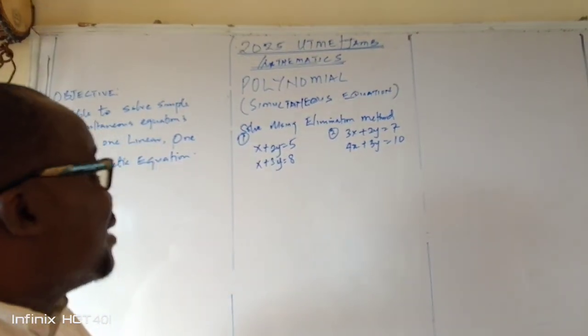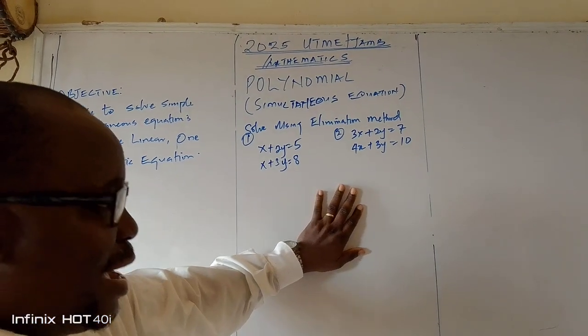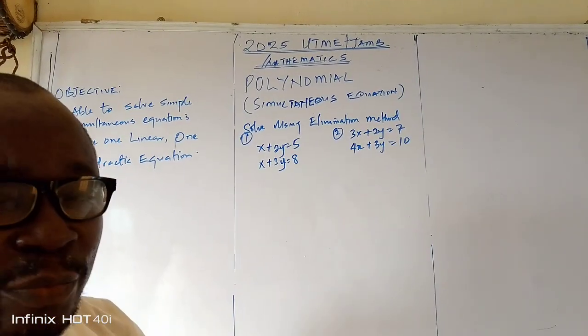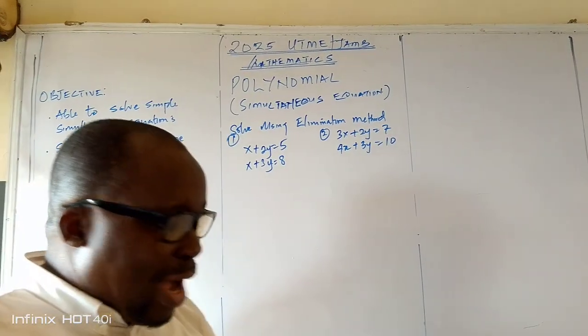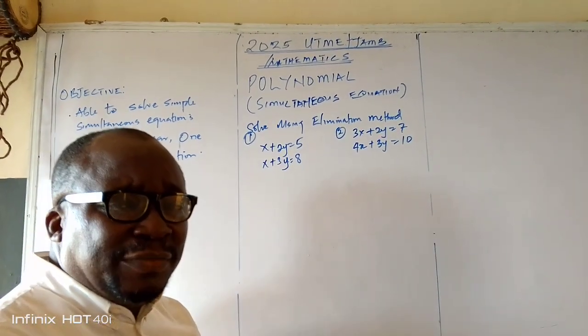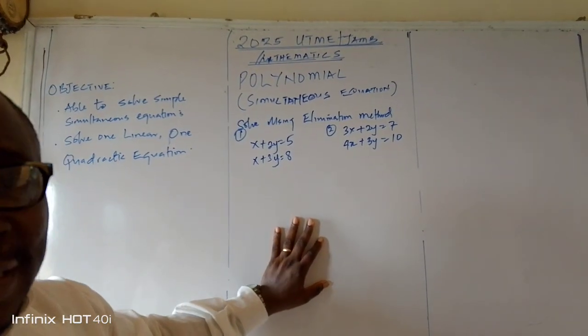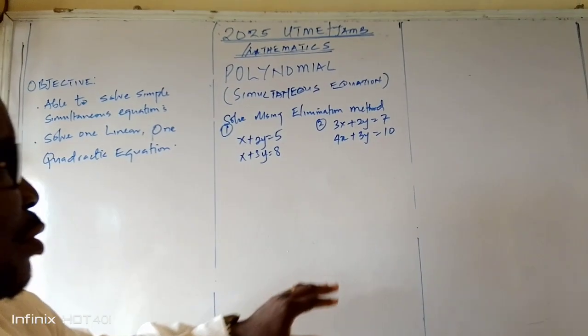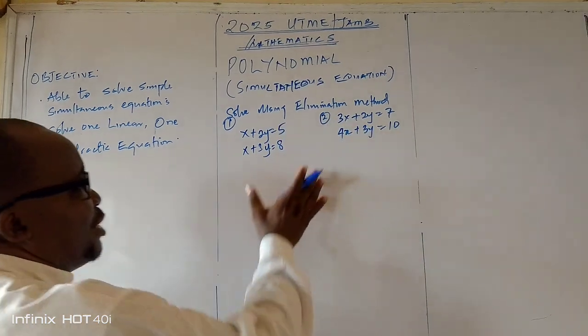Welcome to class. Okay, we are still in the phase of solving simultaneous equations. I have shown us how to solve by both the elimination and substitution methods. But I want to further solve some difficult ones so that when you meet them, you will be able to navigate through. Then before we move to solving one linear, one quadratic, let's solve using the elimination method.